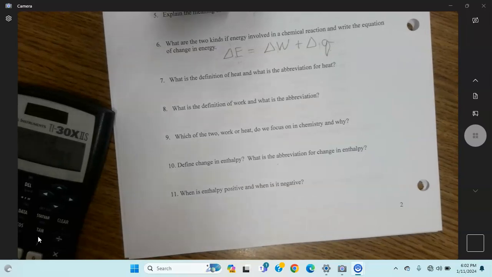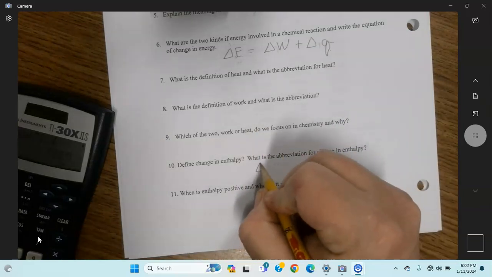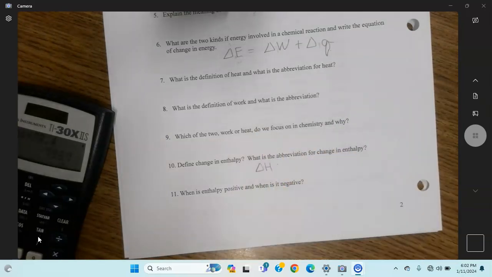Define change in enthalpy. It is the heat going into or coming out of a chemical reaction. So it's a very specific kind of heat. And it's delta H. Delta, triangle, H. What is the abbreviation for change in enthalpy? I'll go ahead and write that one down. It's delta H.